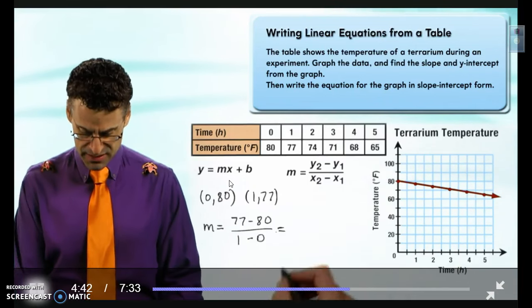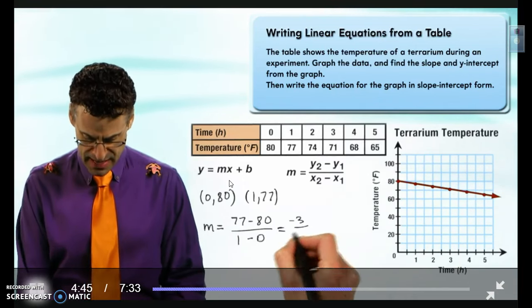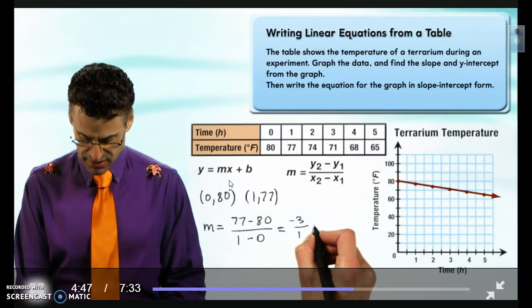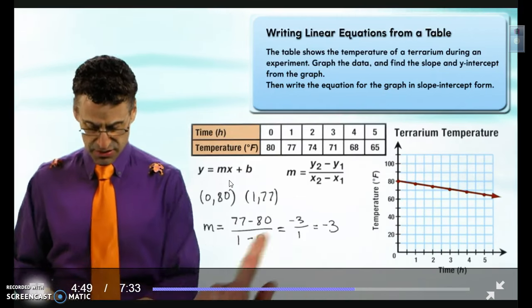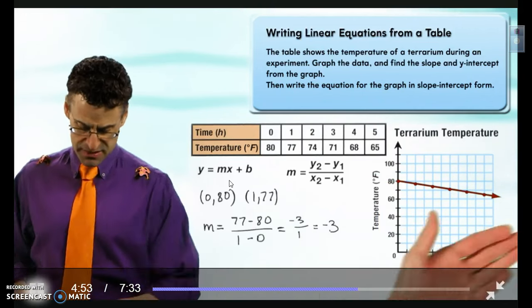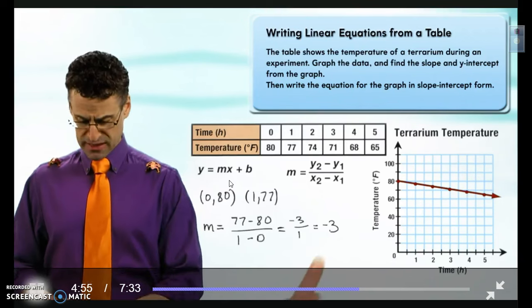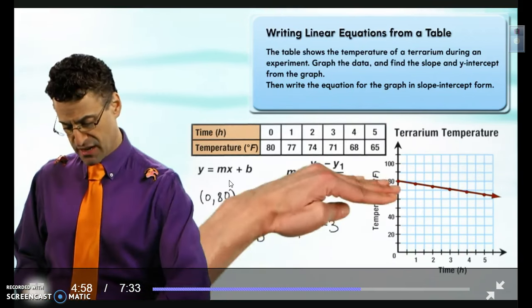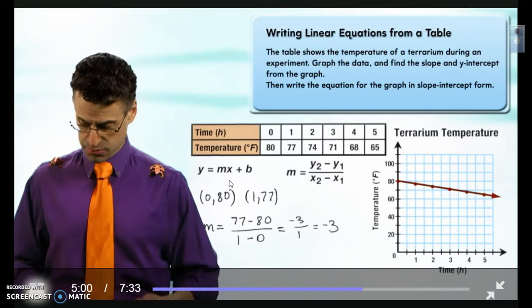Well, 77 minus 80 is negative 3, and 1 minus 0 is just 1, and so I see the slope is negative 3. So this little calculation using these 2 points allows us to see that the slope of this line is negative 3. By the way, the fact that the slope is negative means that it should be kind of going down, which this one is. So this looks really, really good.